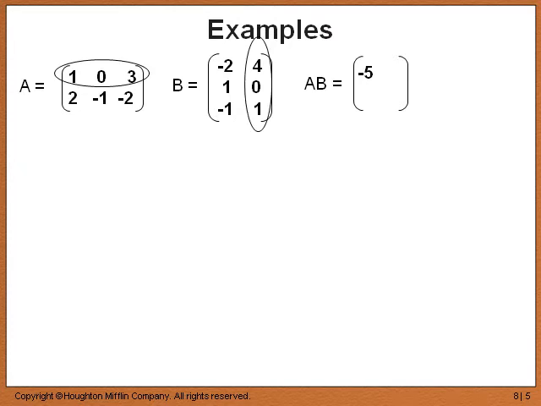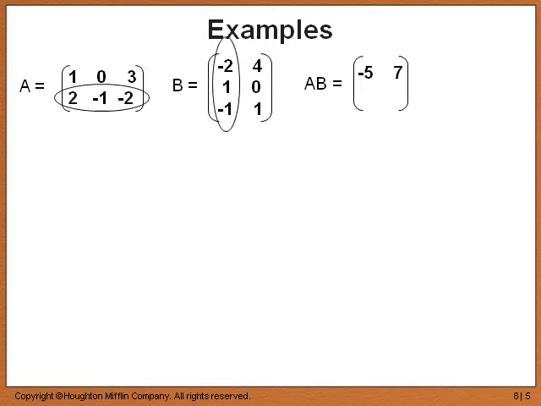Continuing now, we're going to use the first row of the left-hand matrix and the second column of the right-hand matrix, and I'm going to multiply those in order to get the corresponding entry of the product matrix, which is in the first row and second column. And that is 7. 1 times 4 plus 0 times 0 plus 3 times 1 is 7.